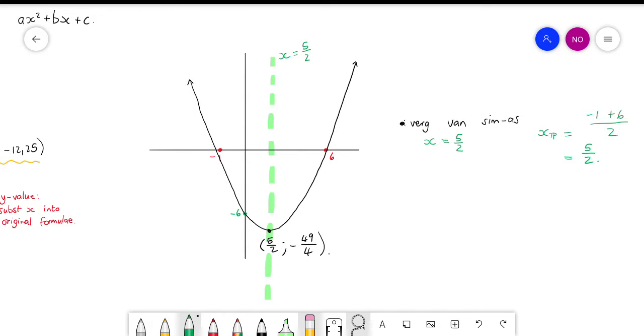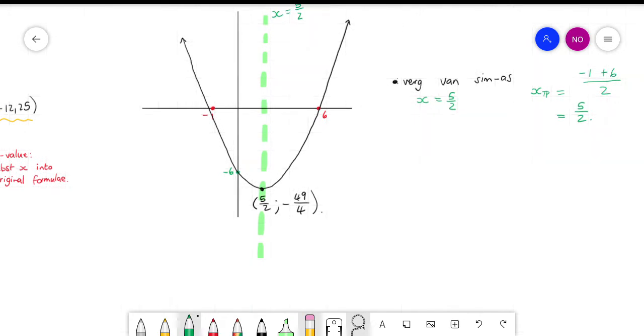So jy kan kwadraatsvoltooiing doen wat ons nog gaan doen, of jy kan daai minus b op 2a gebruik. Hy's 'n bietjie van 'n safe method vir my want hy werk altyd. Of jy kan hierdie metode gebruik en sê as jy jou x-afsnitte het, dan halfpad tussen hulle twee gaan jou draaipunt moet wees. And then to find the y value, you just substitute back into the original formula. Okay. Goed. Daar is die vergelyking van die symmetrie as.